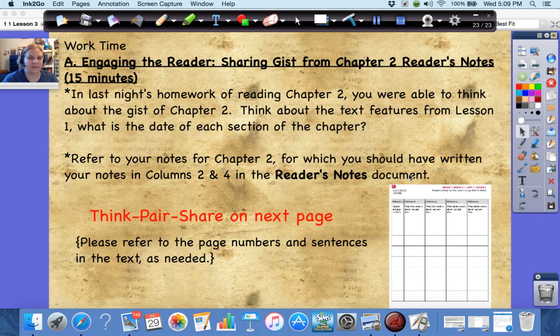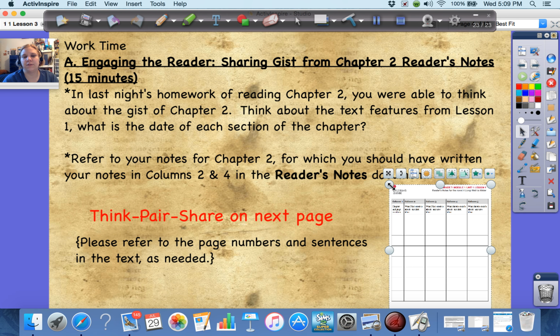We already said in the previous lesson, both sections started in South Sudan, but one section had the date 2008 and one section had the date 1985, which is pretty interesting. You should have filled in columns 2 and 4, and I'm going to make this bigger so you can see.